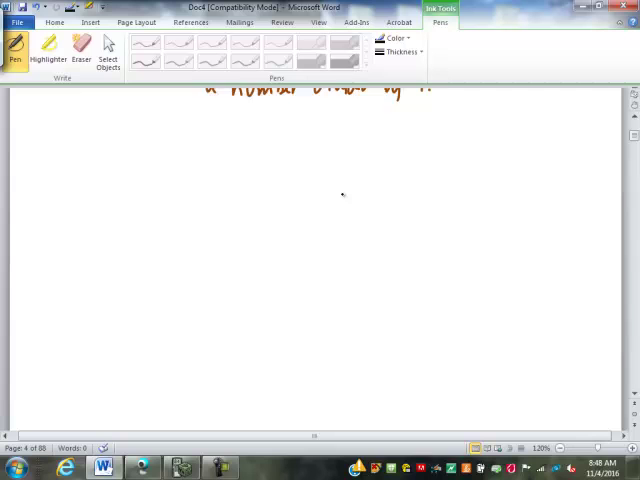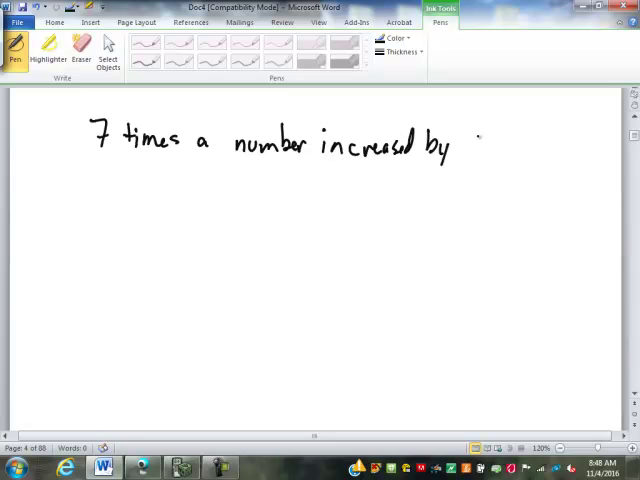How about 7 times a number increased by 4. What's that going to be? 7n plus 4 or 7x plus 4, 7y plus 4, whatever, right? 7 times a number is 7n or 7x, whatever. And then increased by 4, you're adding 4 to it.